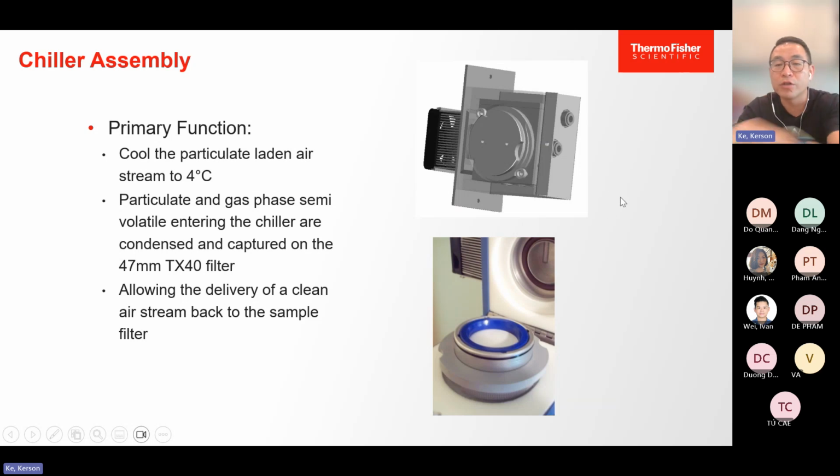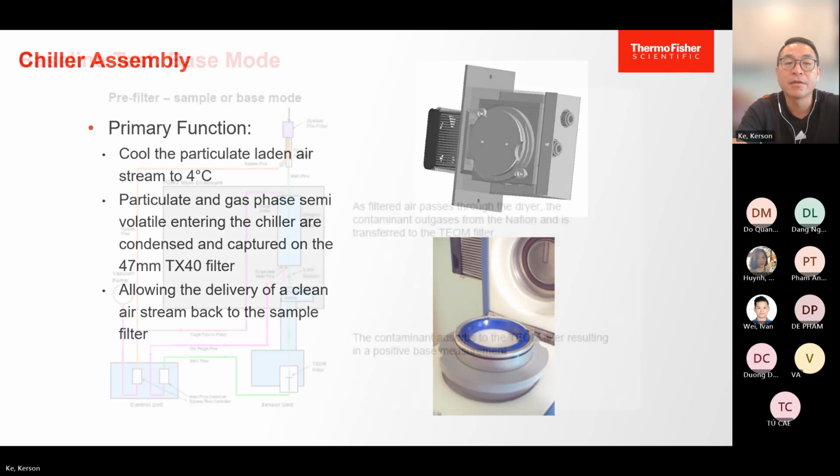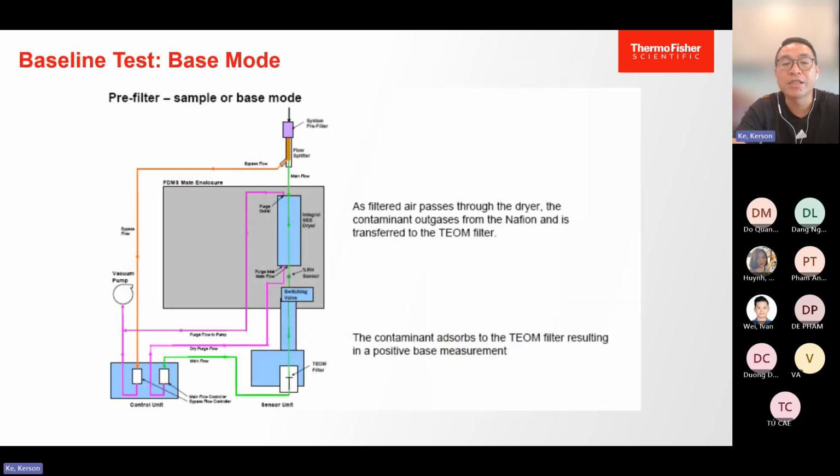It's the chiller, this filter. After we switch to this chiller, all the particles will be collected, filtered by this filter. And if we want to measure some composition of the particles, let's say heavy metal or VOC, we can take this filter out and analyze it. Okay, so this is the base mode.